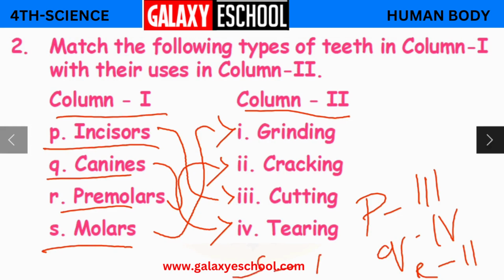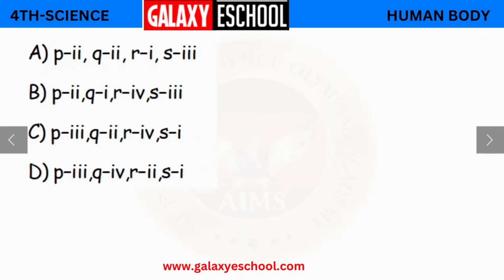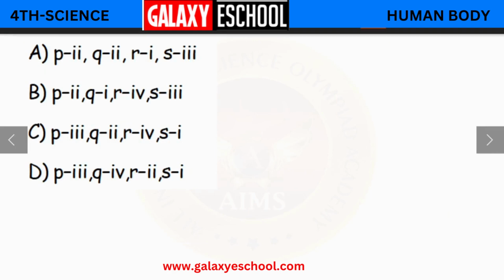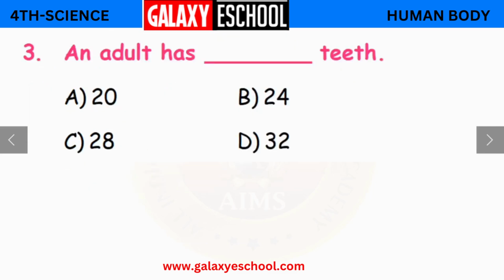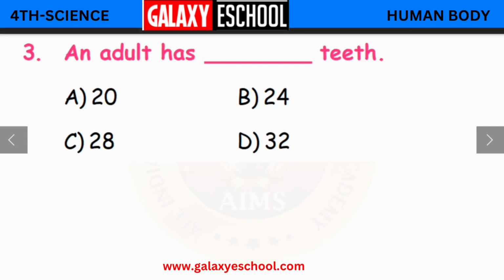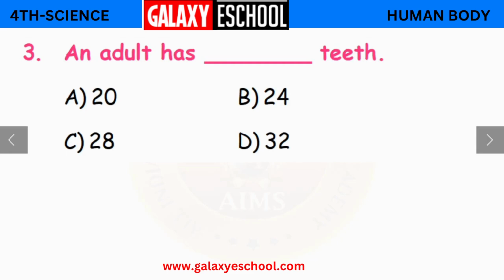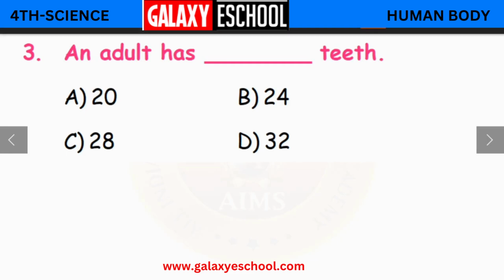So let us see how they match with our options. Yes, you have the option at the last. See here, children, D option: P3, Q4, R2 and S1. So this is the right answer. Okay. Now the third one: an adult has dash teeth. An adult, a grown up person, how many teeth do they have? They get the complete set of teeth, so that is 32. D is the correct answer.